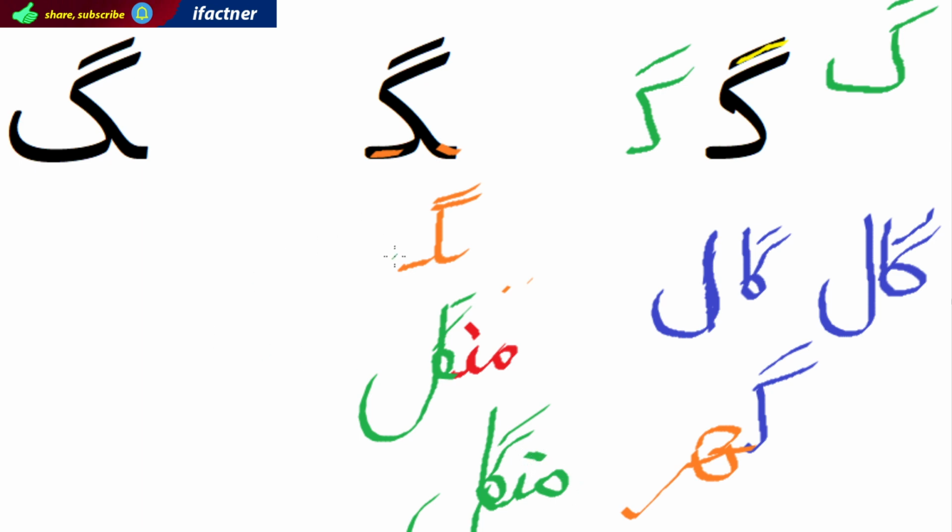And let's see how we write gaf when it is connected to other characters. For example, re, magar. Magar means but. Agar means if. So let's see how we write magar. Meme, gaf, and re, magar.